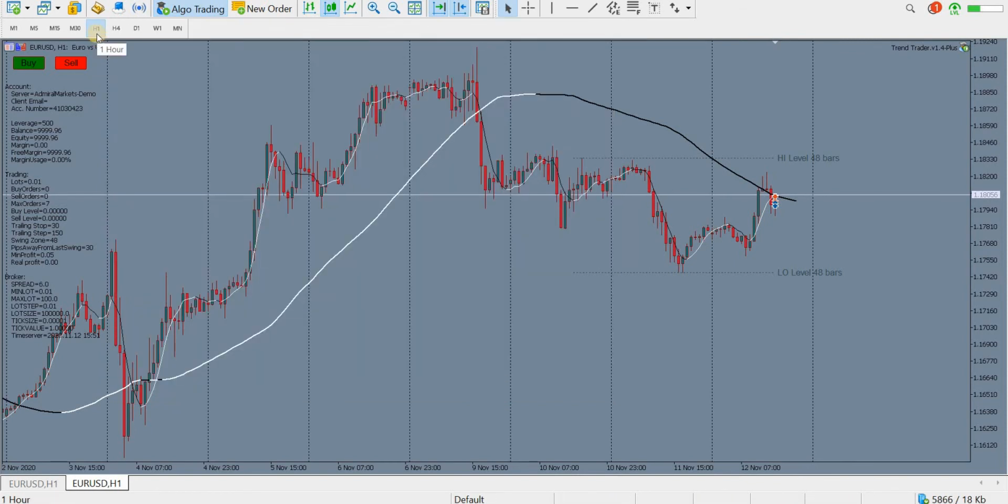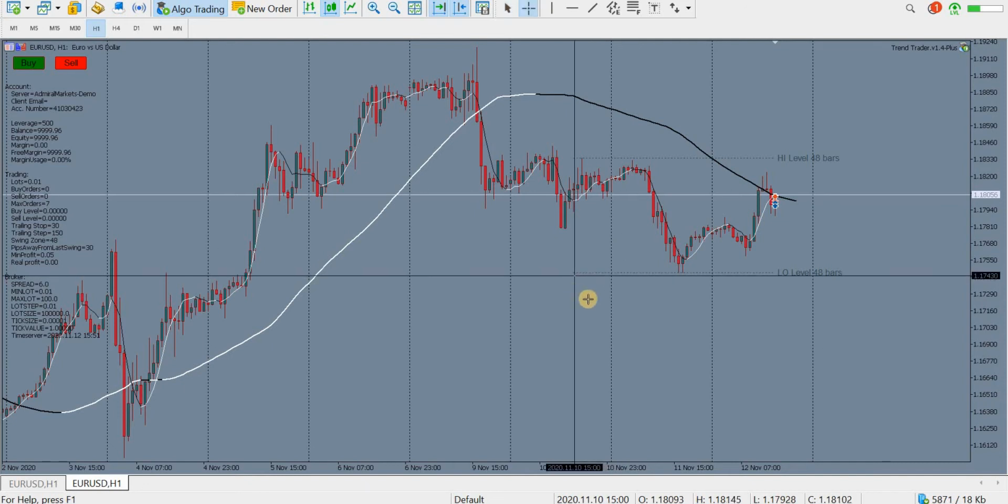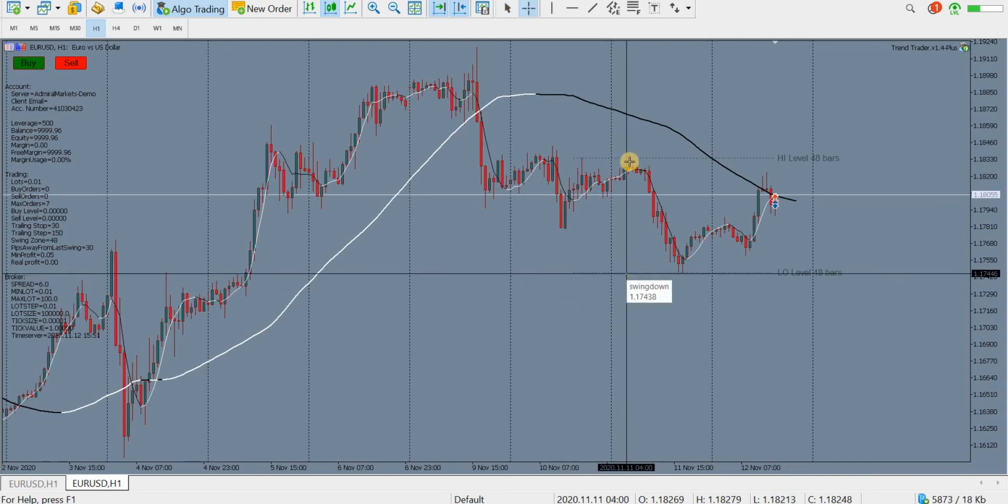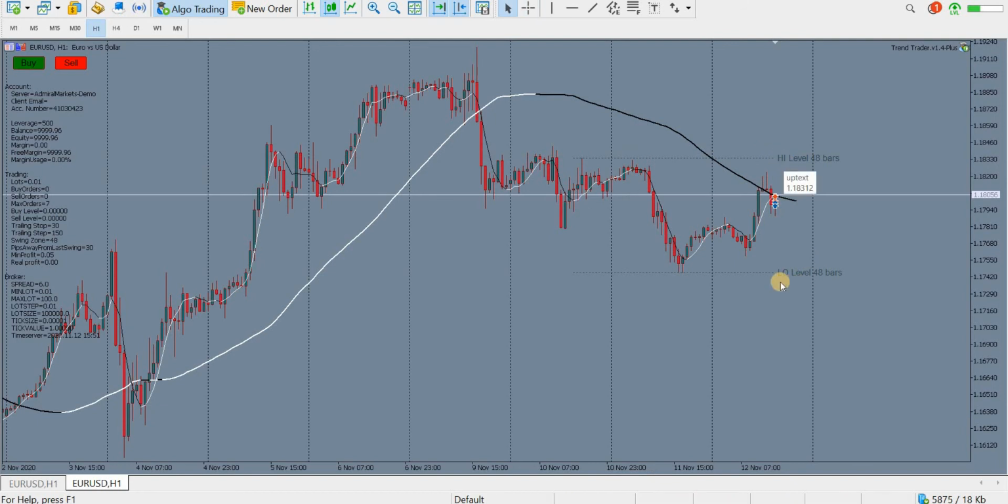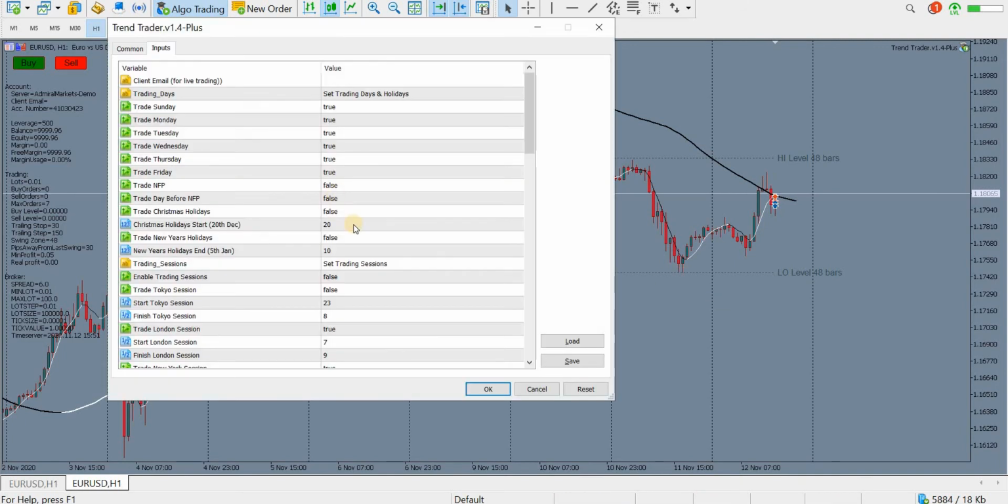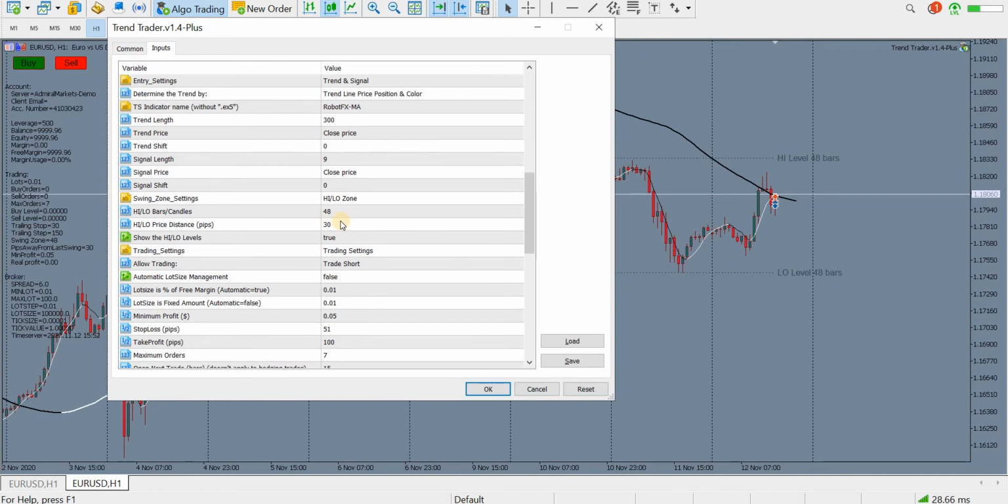That's only because I'm on the H1 chart and I want to see the highest highs and the lowest lows for the last 48 hours. And so the expert advisor draws these two parallel lines. One is the high level and one is the low level, to help me better see the highest high and the lowest low that the price made during these 48 hours. And it also has, and this is its main thing, the price distance, which is 30 pips.